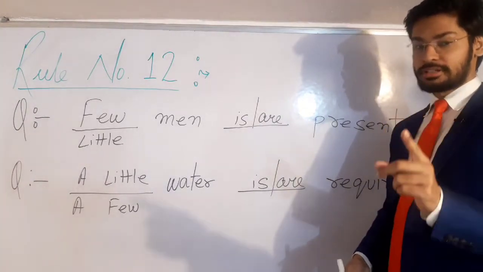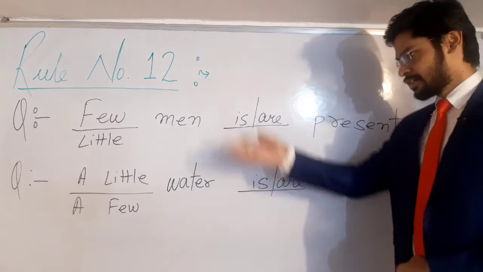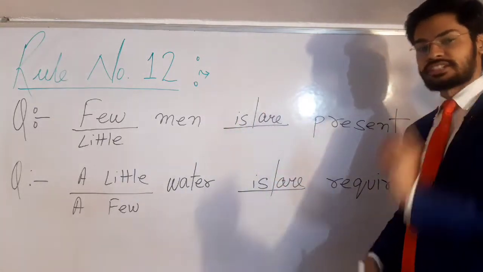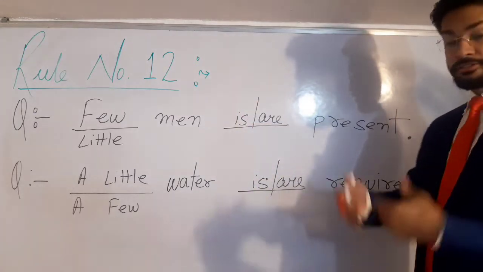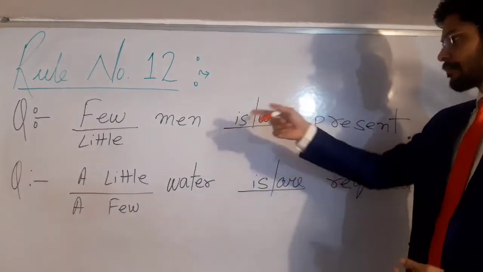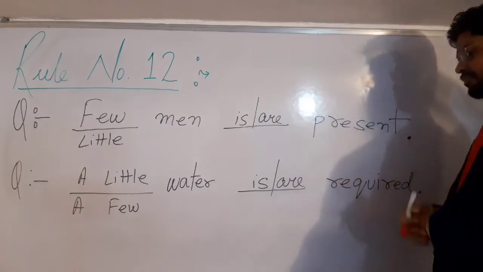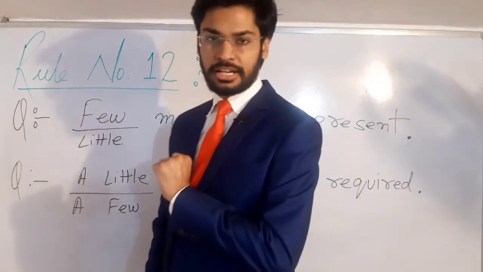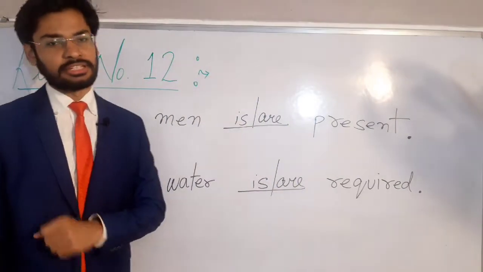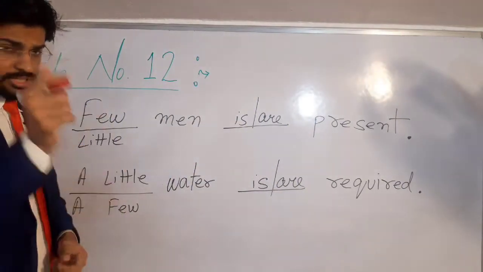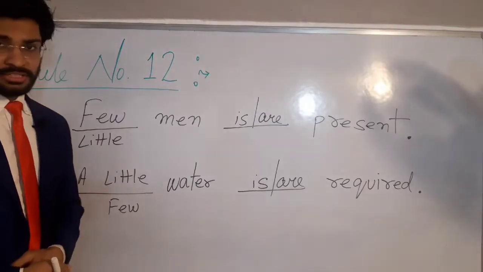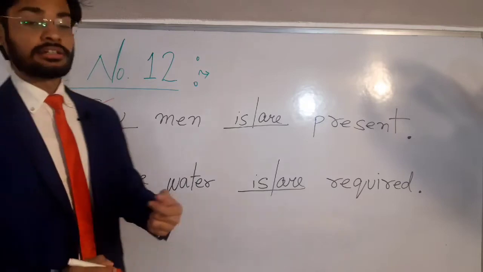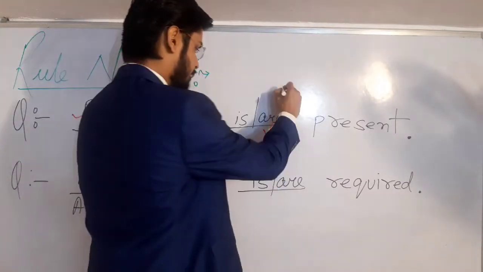This rule is an important one. See, once again you have to answer two different questions in one question itself. The first question says, few or little men is or are present. So basically you have to tell me the correct subject as well as you also have to tell me the correct verb. In first question, tell me what will be the right answer. The right answer is nothing but few, and the right verb is nothing but are.